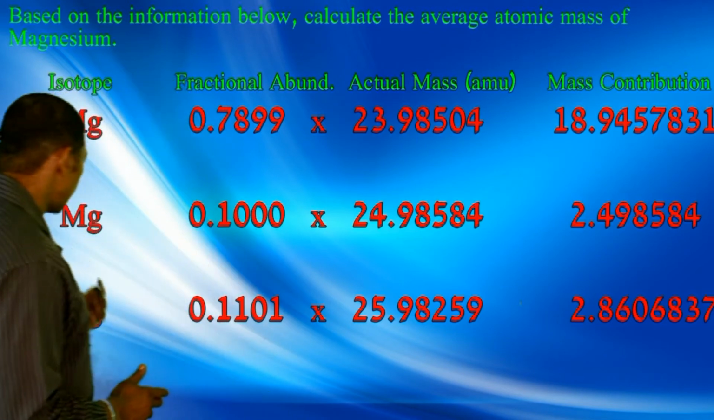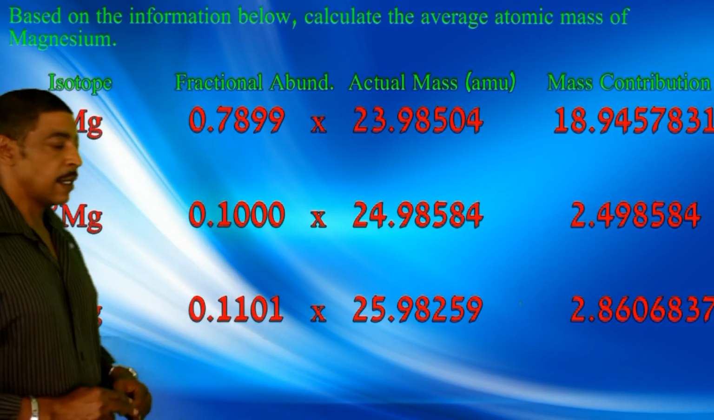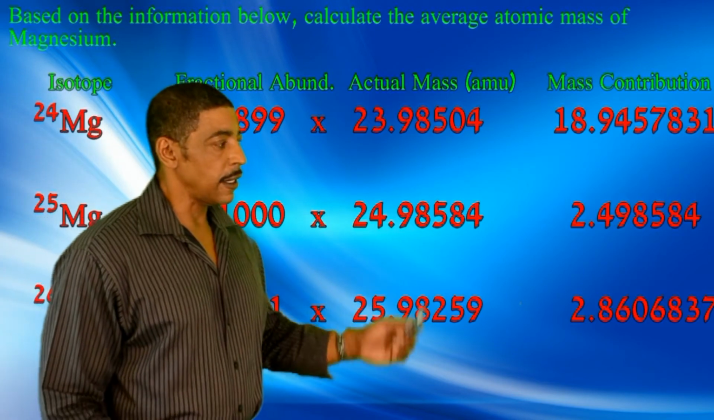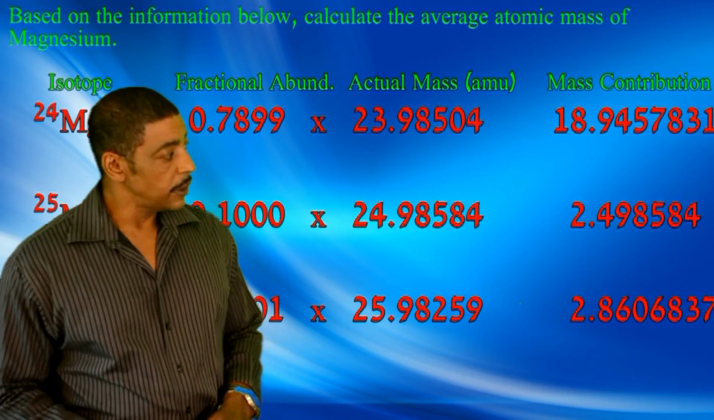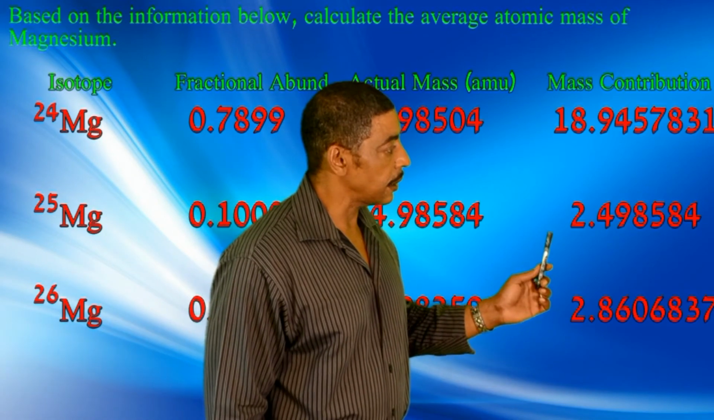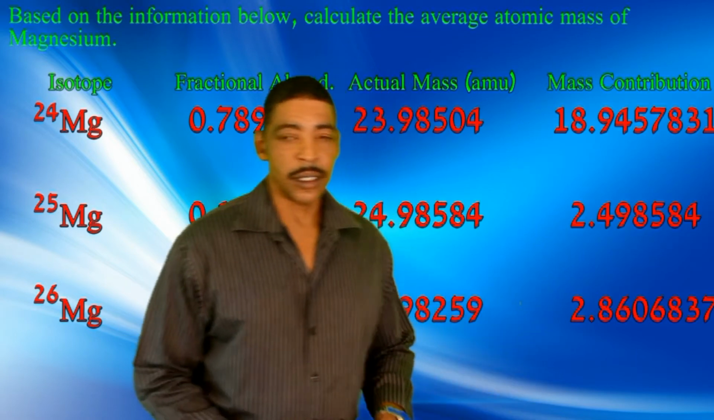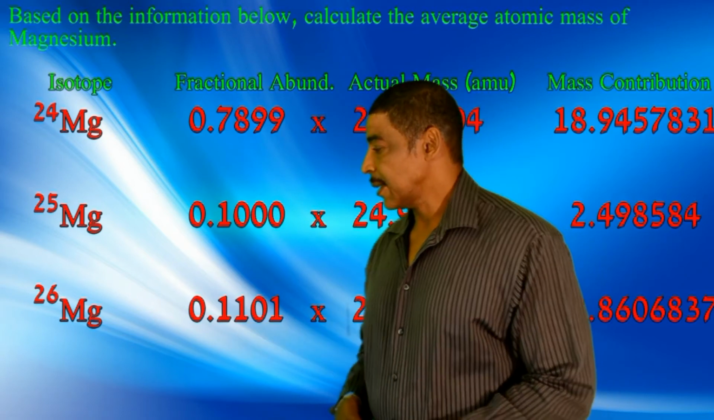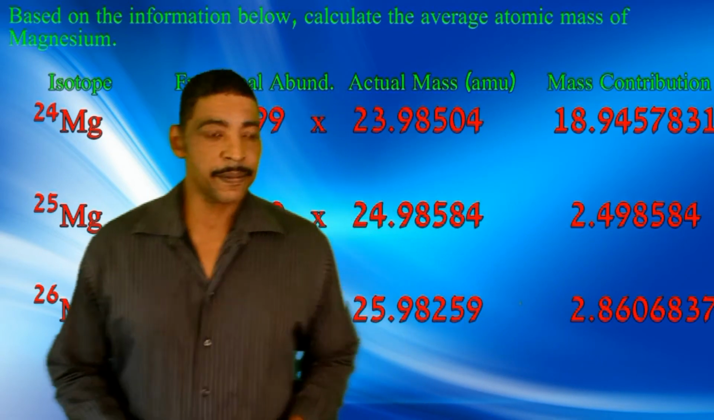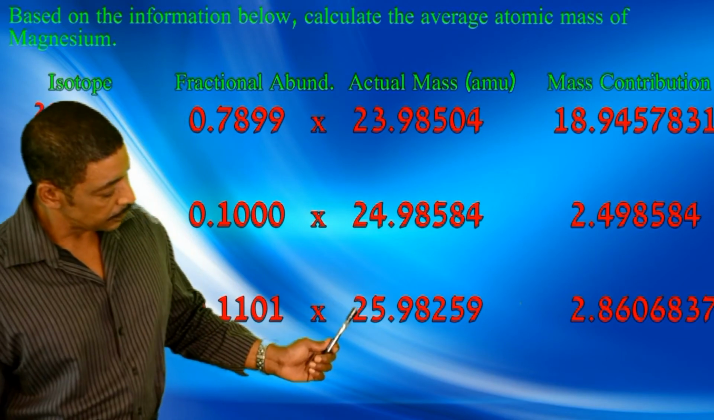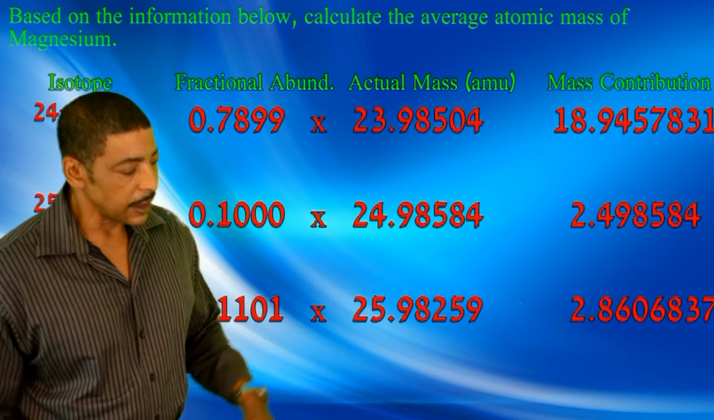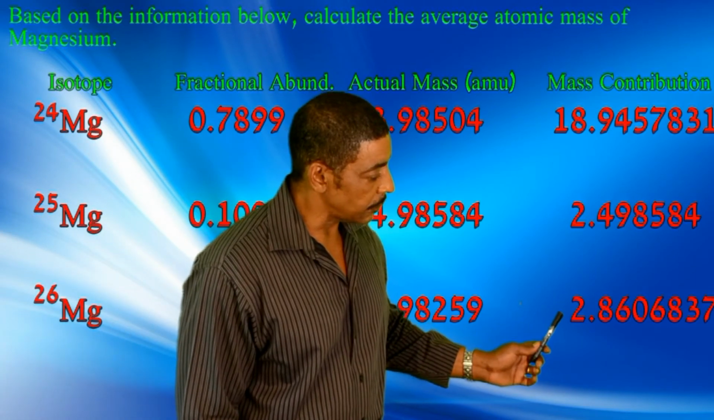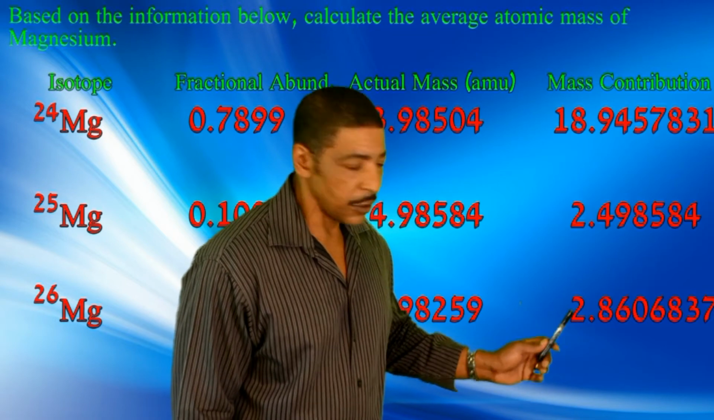For Mg25, 0.1000 times 24.98584 will equal 2.498584. And finally, for Mg26, 0.1101 times 25.98259 will equal 2.860683.